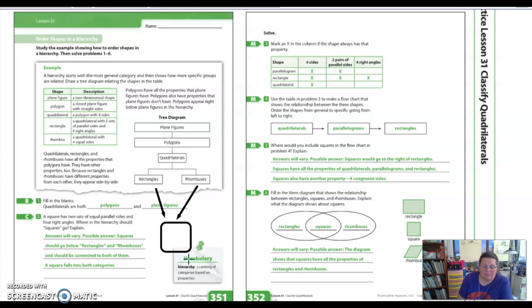Please excuse my little edges on that one. Let me try this again. Can't get the right one clicked. Here we go. This. It would go beneath rectangles and rhombuses.